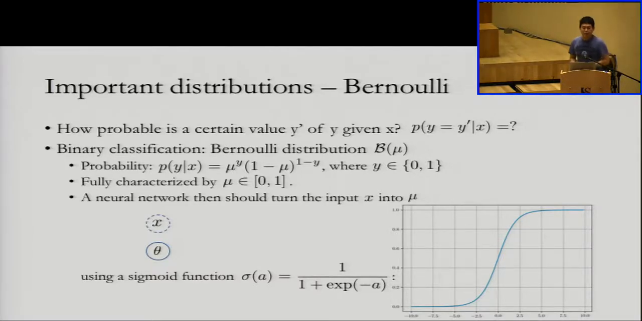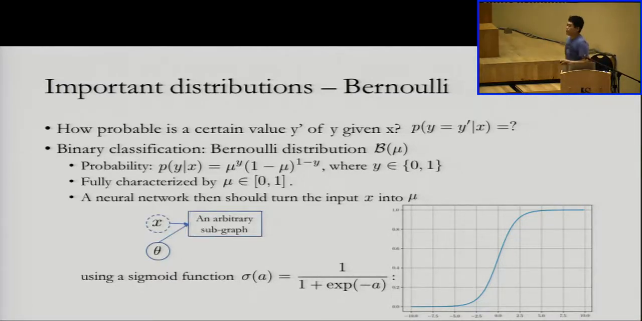And then the parameter, which I'm going to denote as mu, is going to be some value between 0 and 1. And then we're going to use this sigmoid function to ensure that whatever is outputted by the neural net is going to be between 0 and 1. And as soon as this neural net outputs this mu that characterizes the Bernoulli distribution fully, then suddenly our neural net is outputting the conditional distribution that is a Bernoulli variable, right?